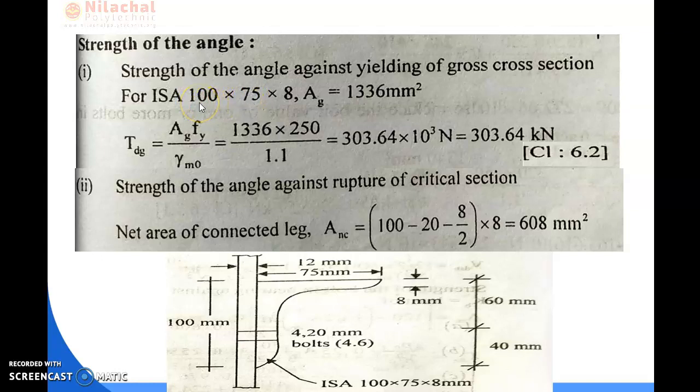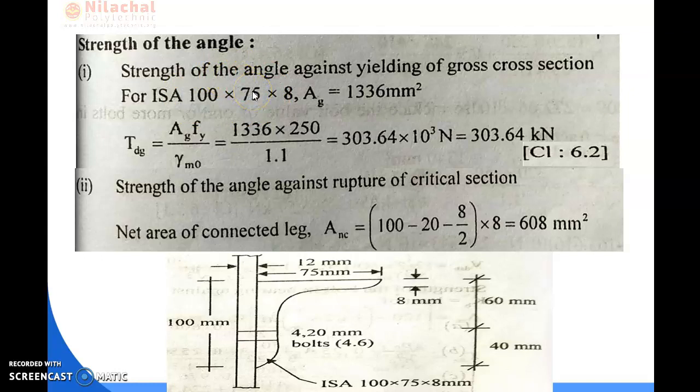That means if we take an example of an equal angle section like 50 into 50 into 6, the 2 legs are of 50 mm length. But here the 2 legs are of different lengths. One is your longer leg and another is your shorter leg, by which you can recognize that this type of angle section is an unequal angle section.